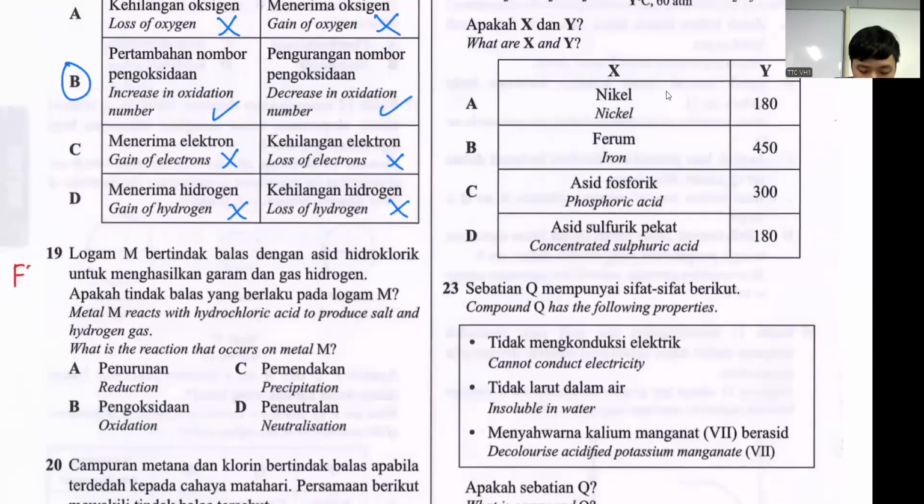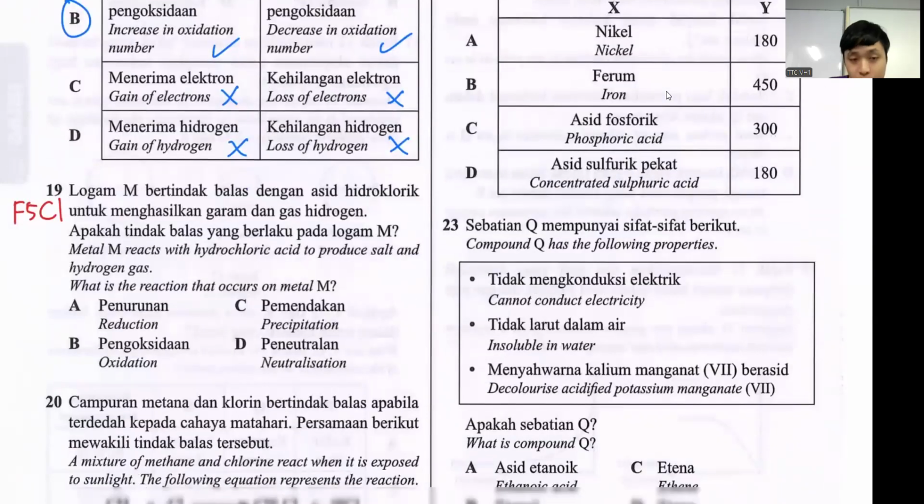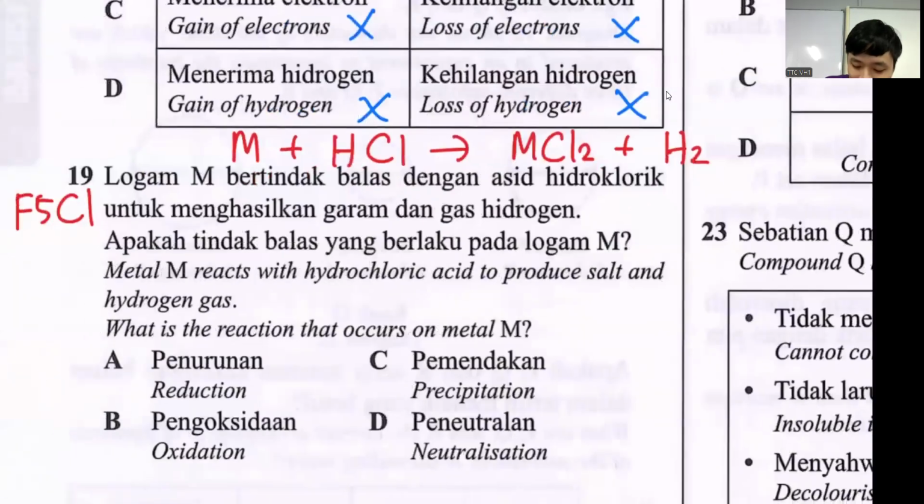Okay, this is Form 5, Chapter 1 also. So imagine M reacts with hydrochloric acid to produce your salt. Let's say your salt is MCl2 and hydrogen gas. So what is the reaction that occurs on metal M? This one is very easy, right?